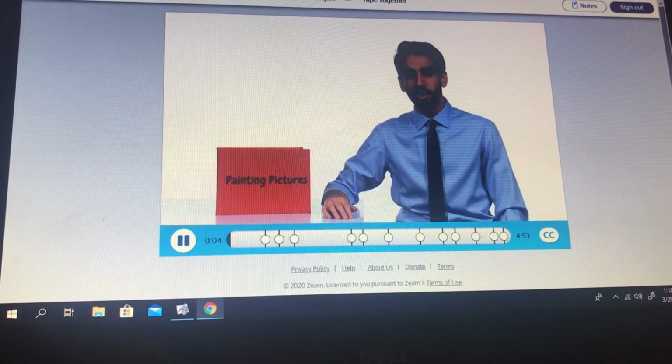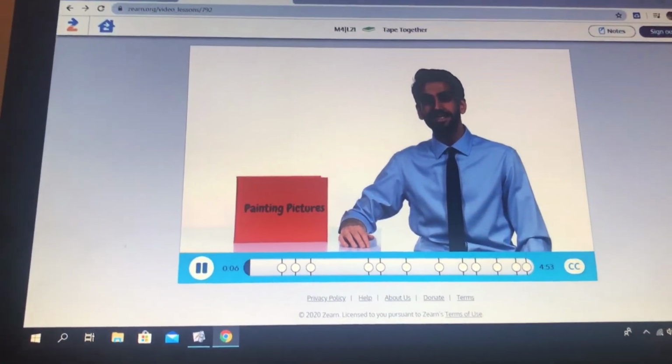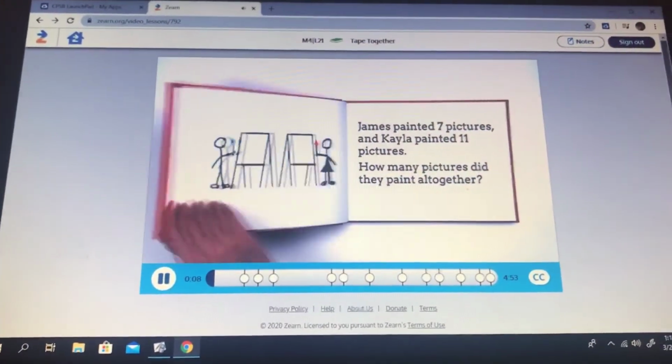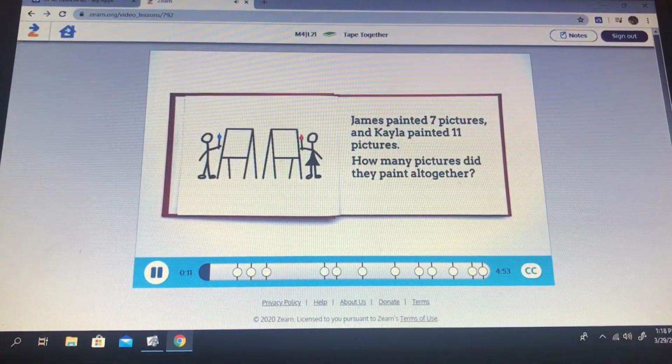We're going to read a book called Painting Pictures. James painted 7 pictures, and Kayla painted 11 pictures. How many pictures did they paint all together? 7 pictures for James and 11 pictures for Kayla. We have to find out how many pictures they painted all together. Make a tape diagram showing James's pictures and Kayla's pictures. We'll use it to find the total.